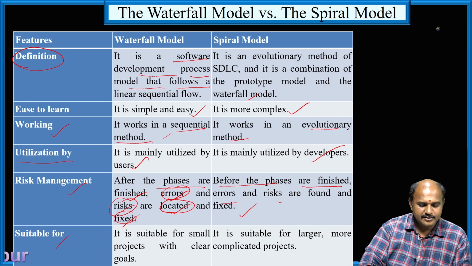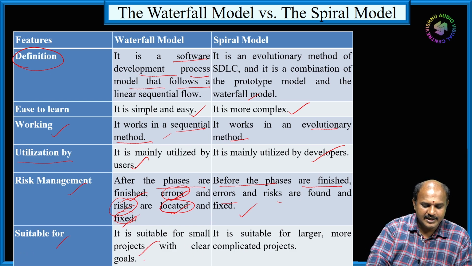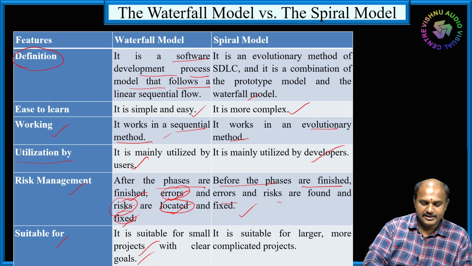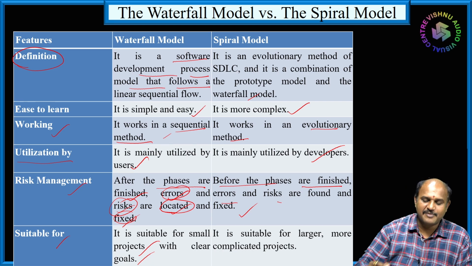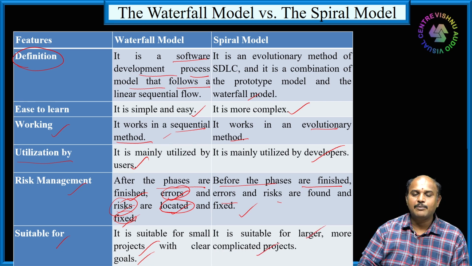The waterfall model is suitable for small projects with clear goals. It is a small project and a clear goal. And going for the spiral model, it is for large, more complicated projects.